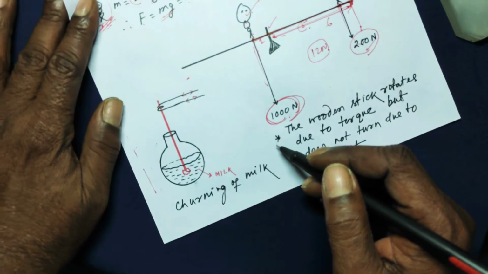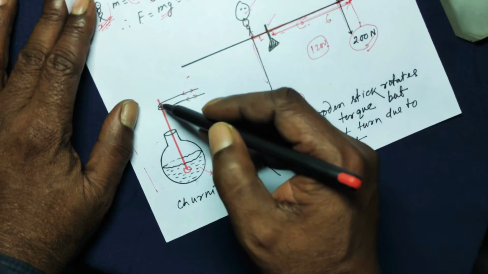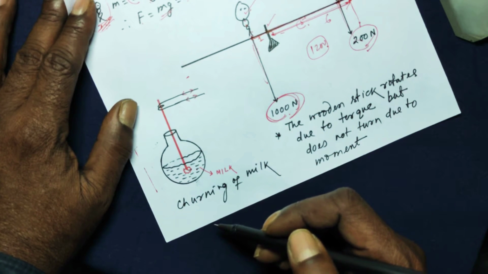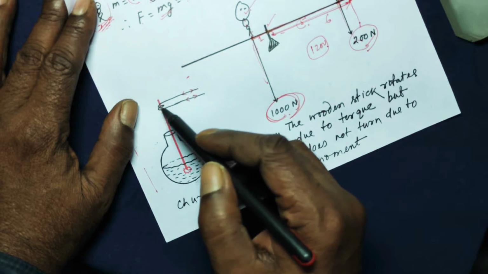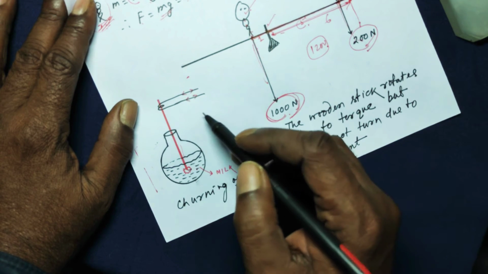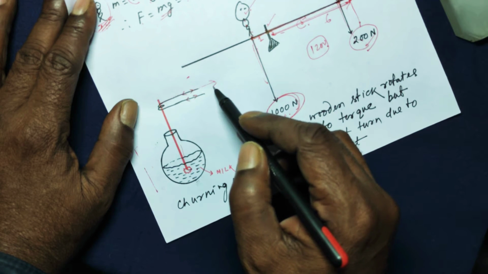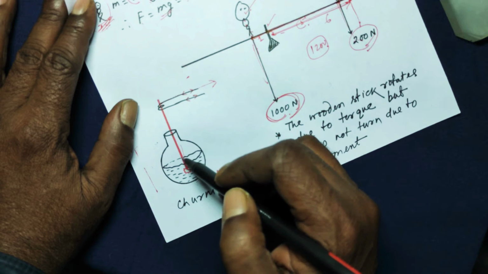Now look at this diagram. This is a pot carrying milk. This is a stick. You want to churn the milk. Here is a string going around this red disc and the stick. When you pull this rope to this side, this stick rotates.